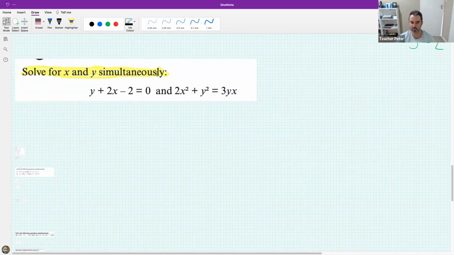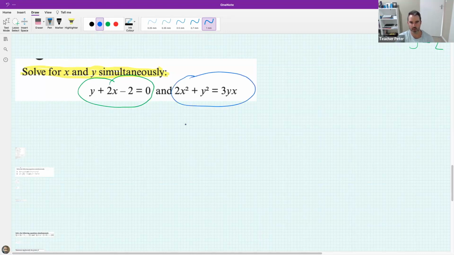I think it looks more difficult because they both look very detailed. But given a choice between the two, I think this one looks like the easier one, and this one looks like the harder one. Now I have to choose something to sub into. I need to sub the green one into the blue one. But I also need to choose a variable.